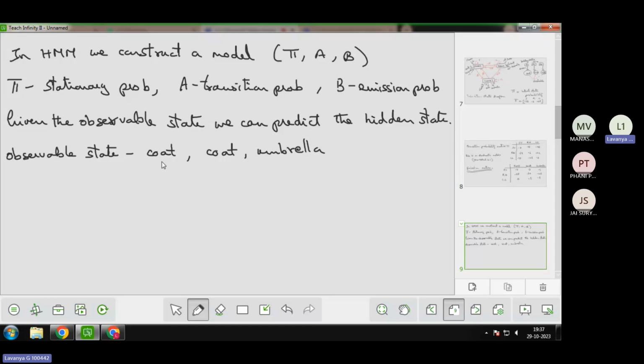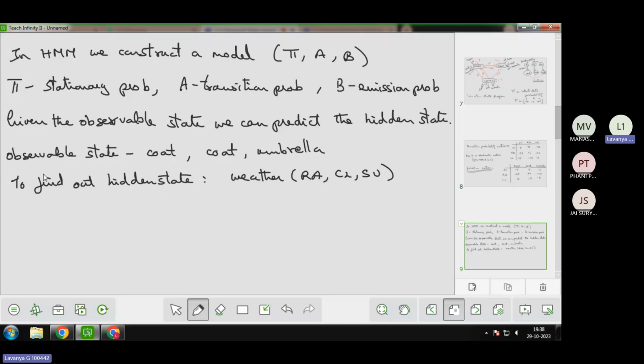With this sequence, I want to find out the hidden state. My problem is to find out the hidden state. What is the hidden state? Your hidden state is nothing but your weather condition. That is whether it is rainy, whether it is cloudy, or whether it is sunny. These three are your hidden states.